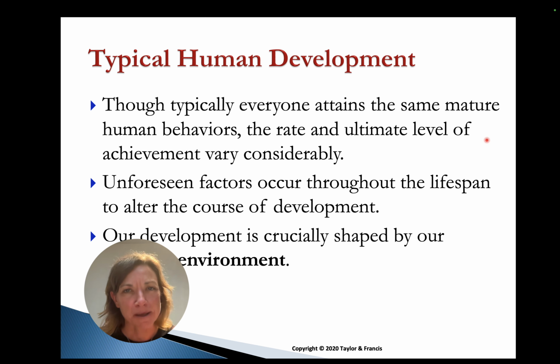Now, we talk about typical human development or average human development. Although we need some norms to facilitate comparisons, and typically everyone attains the same mature human behaviors, we recognize that the rate and ultimate level of achievement vary enormously. So typically is probably a misnomer here. We all start from a different place genetically. That's one set of factors.